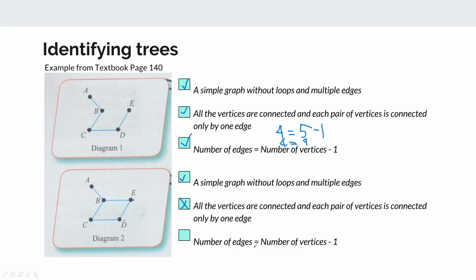And lastly, we check whether the number of edges is equivalent to the number of vertices minus 1. The number of edges here is 1, 2, 3, 4, 5, and the number of vertices is 1, 2, 3, 4, 5 as well. And 5 is not equal to 4, so this is wrong. So we can conclude that diagram 2 is not a tree because it does not fulfill the requirement of being a tree.